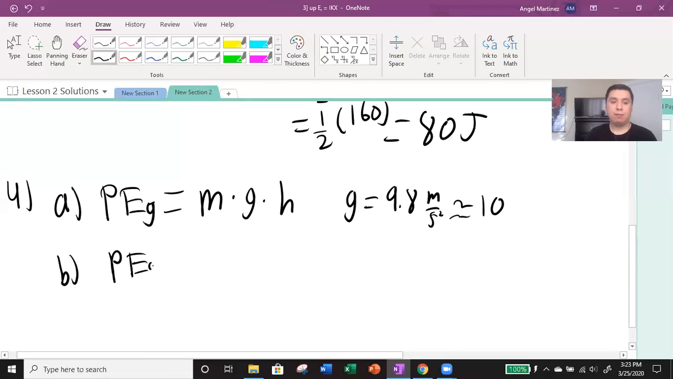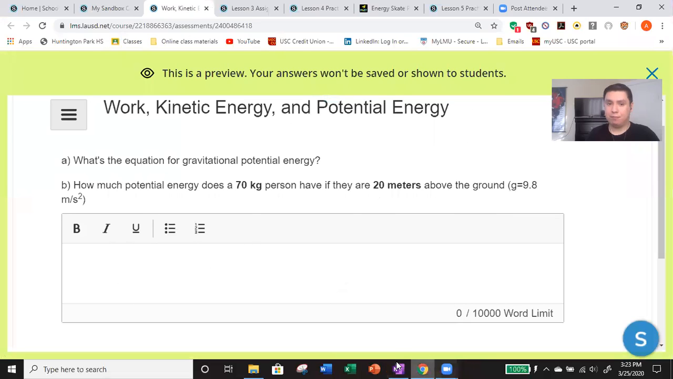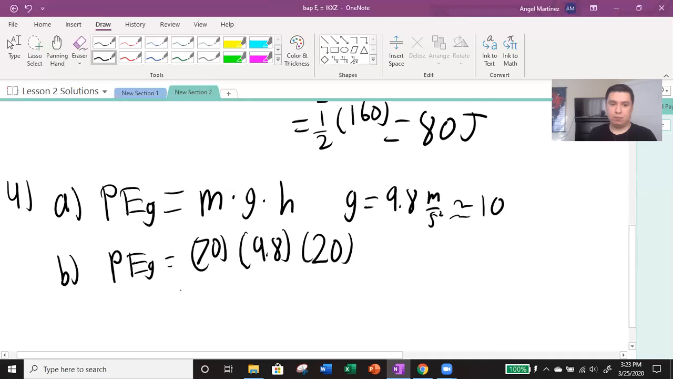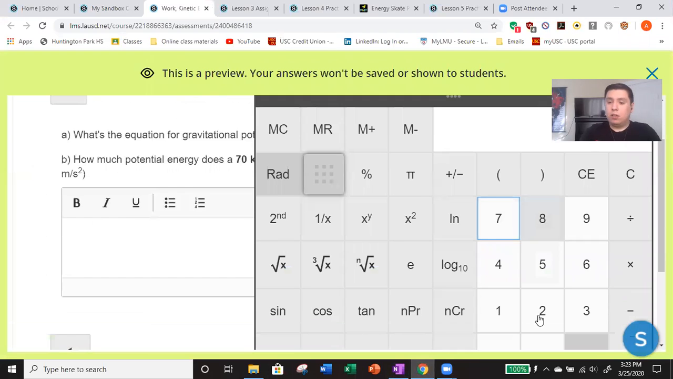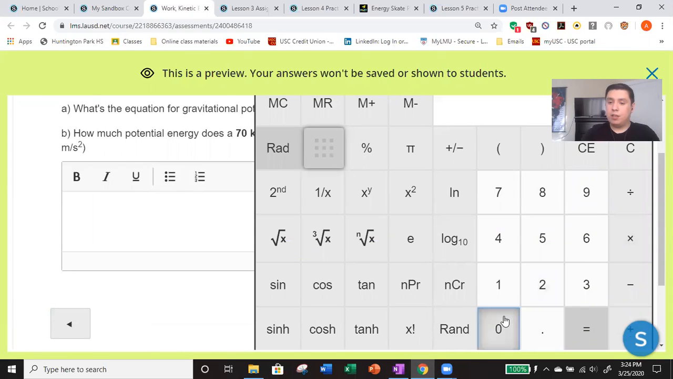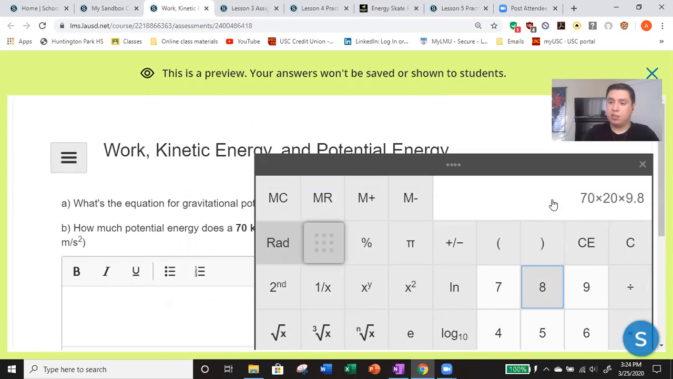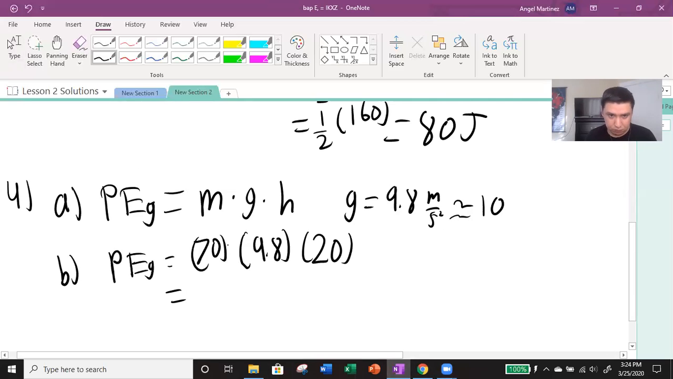So PEG, you said it was a mass of 70, and we have 9.8, and a height of 20, I believe. 20 meters, yeah. Right, plug that in. Use that calculator. So 70 times 20 times 9.8. Let me check that's right. Yep. And you usually got 13,720 joules. That's the answer. You know what? Let me erase the 10. That'll confuse you if I post this online. Okay, that's number 4.